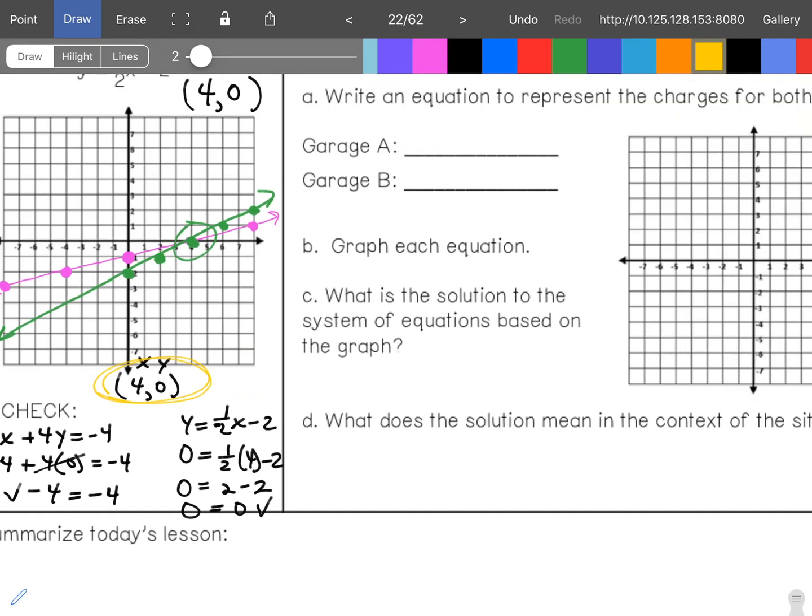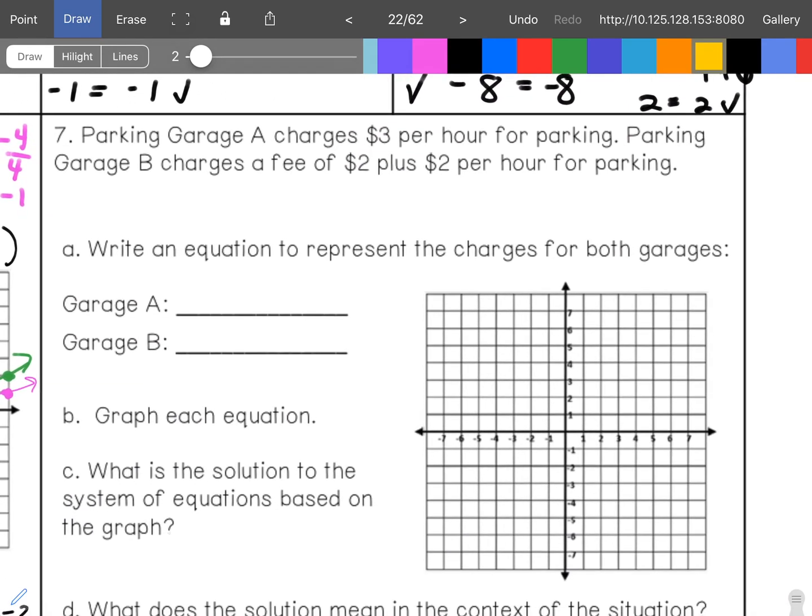All right, last one. Parking garage A charges $3 per hour for parking. Parking garage B charges a fee of $2 plus $2 per hour for parking. Write an equation to represent the charges for both garages. Okay, so we're going to write our own equations first. So let's look here. Parking garage A charges $3 per hour for parking.